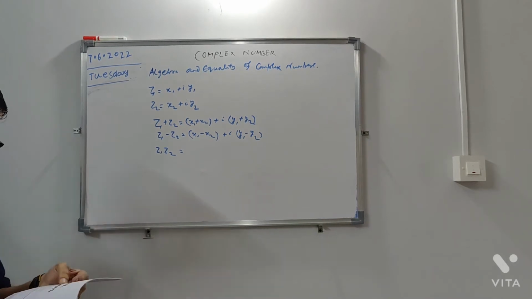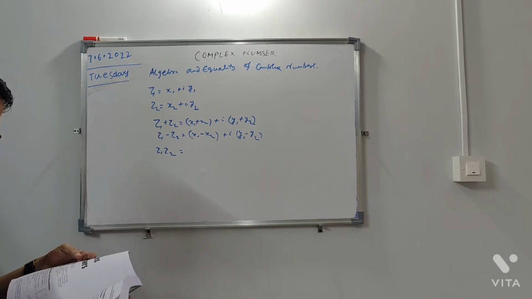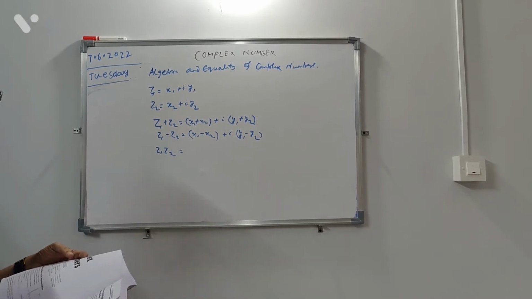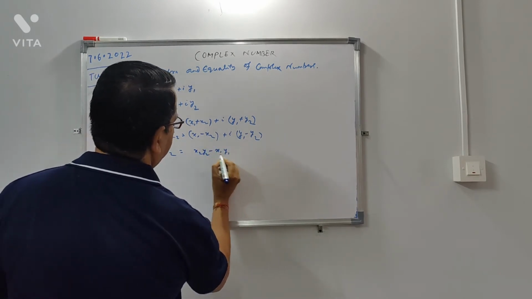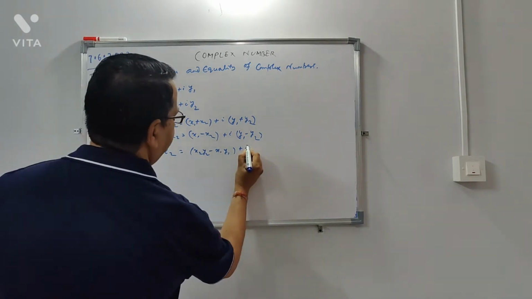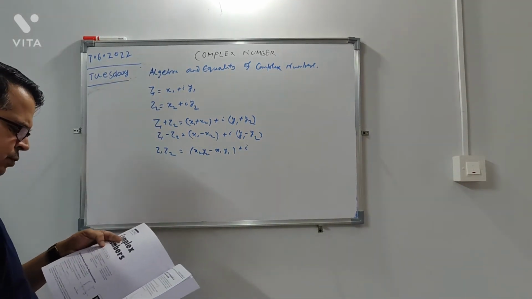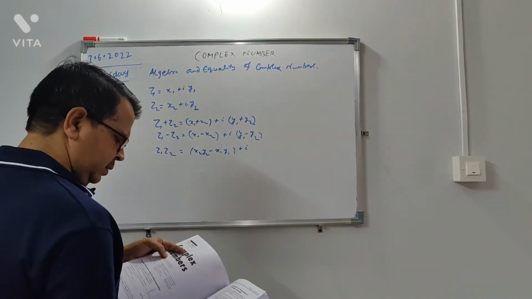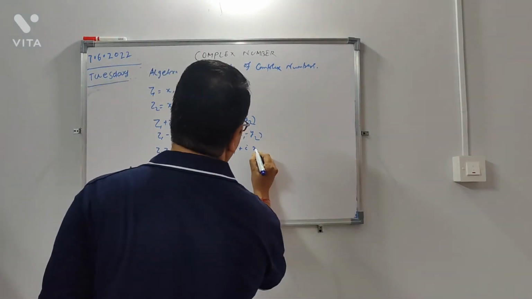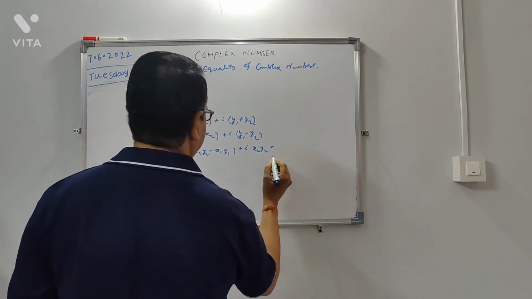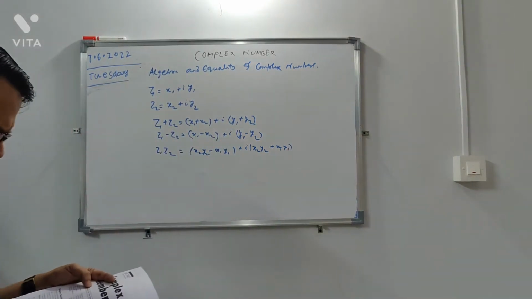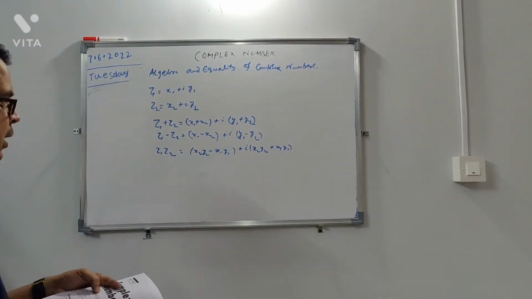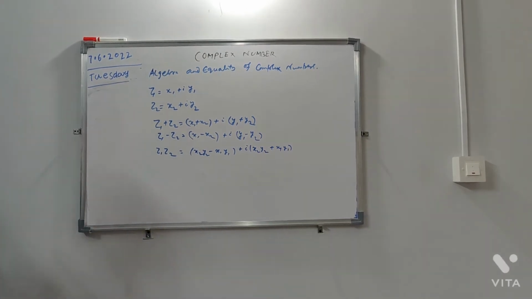It is x1 x2 minus y1 y2 plus i into x1 y2 plus x2 y1. So how do we get it? You can derive it, how we have it. So you just remember this. We can easily derive it actually.